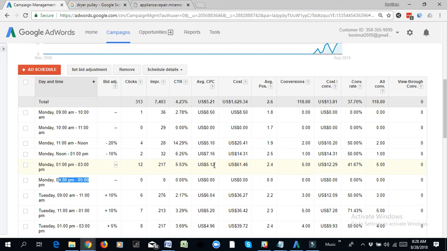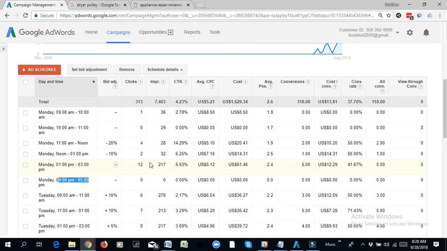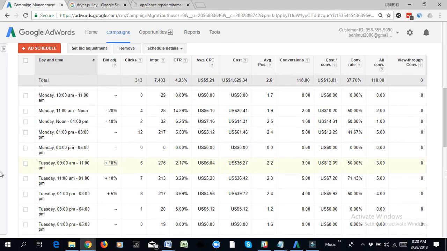But so far we may need to put back 3 to 5 because it's still not very high, although we have a negative bid adjustment, and when you have a negative bid adjustment the ads do not show most of the time. So actually what I'm going to do, I'm going to leave 4 to 5 so that we can try to get data at that time and see what happens.